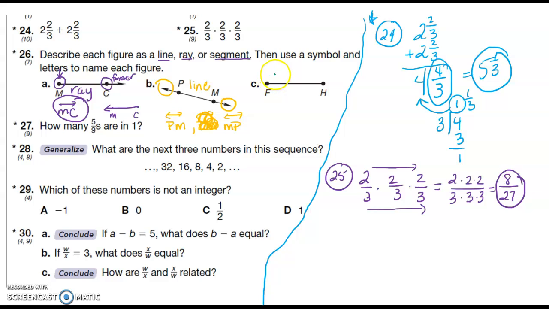Okay. And then this is a segment because it stops at the end of each one. Okay, so you can call this segment FH, and you'll see the little mini segment I have up there, or HF. Okay, let me stop and do some erasing.